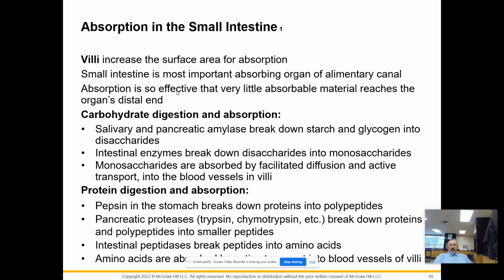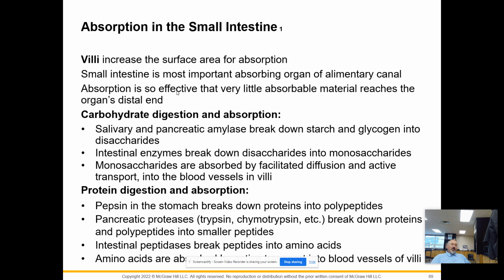So, carbohydrate digestion and absorption. Saliva and the pancreatic amylases, both are starch breakers, are going to break down starch and glycogen into disaccharides. The intestinal enzymes break down disaccharides into monosaccharides. The monosaccharides are going to be absorbed by facilitated diffusion and active transport into the blood vessels in the villi. And then we know we're going to utilize insulin to cause that to go into our cells.